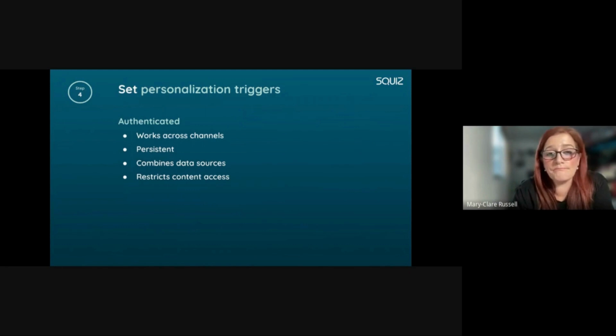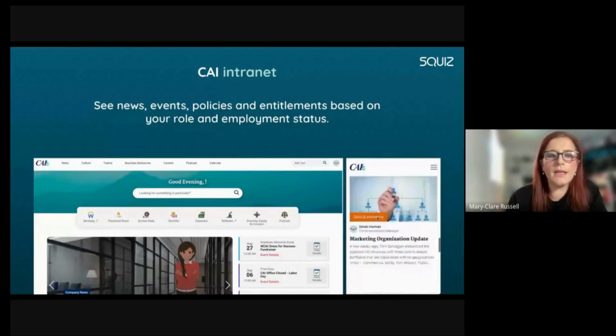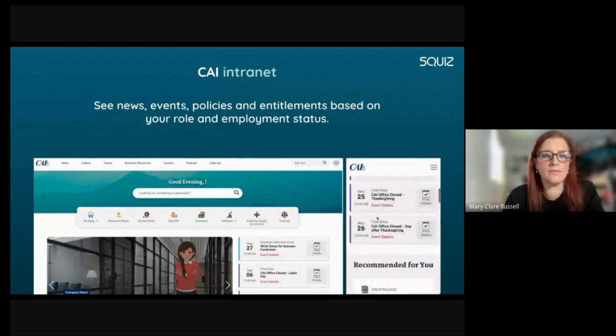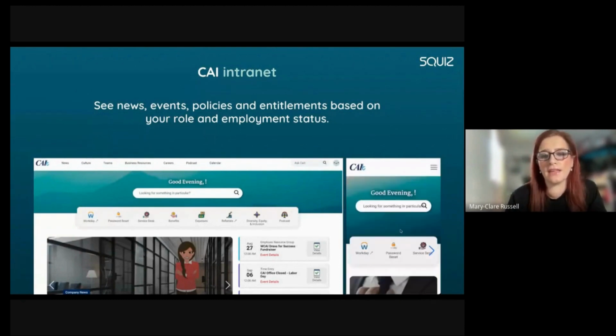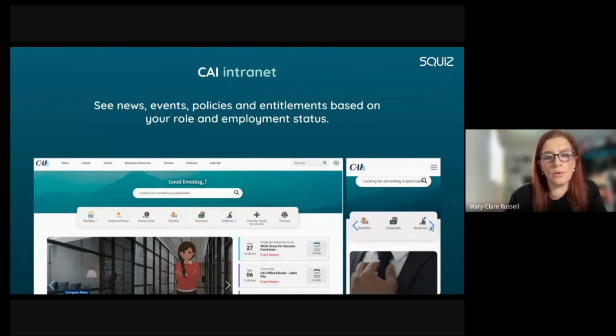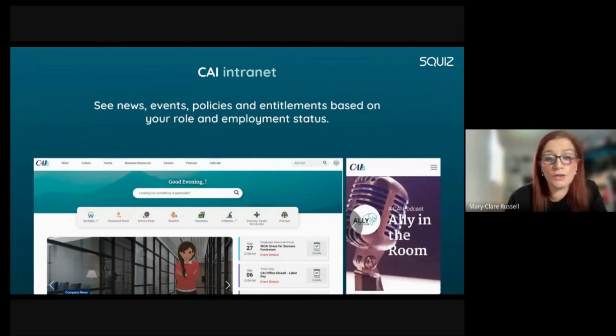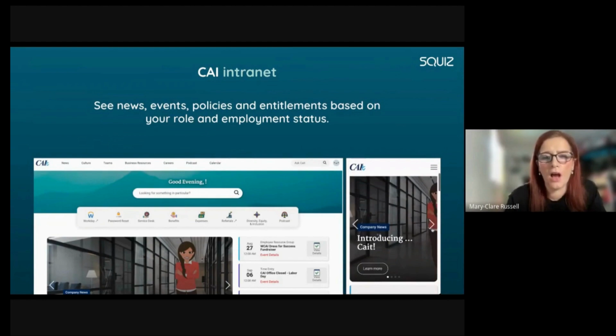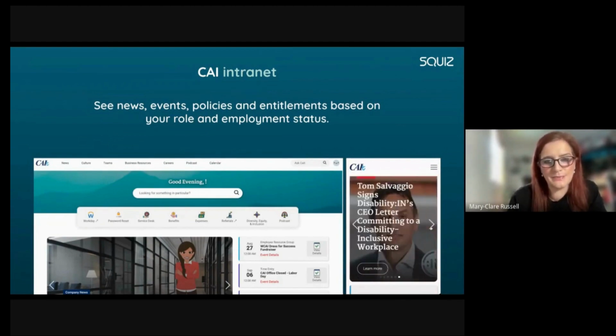restricted content. You can trigger personalization to the individual users through a login authentication, whether you need to integrate with an account via a single sign-on or a similar login feature. This is the most secure way to personalize your content. In this example, CAI leverages their intranet to serve content and events based on their role and employment status of the user. The user needs to be logged in to benefit from this higher level of personalization.